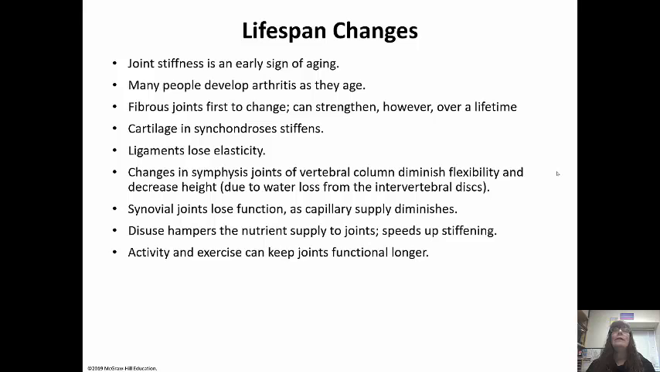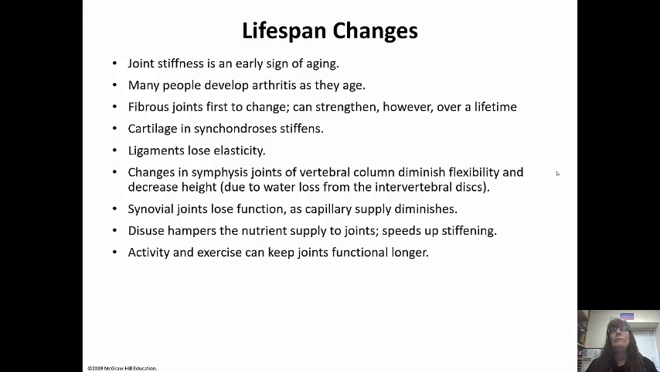As we get older, our joints get a lot stiffer. That's a sign of aging. Many people develop arthritis as they age. As I said, we start to lose that elasticity. We start to lose our bounce, so to speak. We start to lose the synovial fluid, so our bones might start to actually rub against each other.